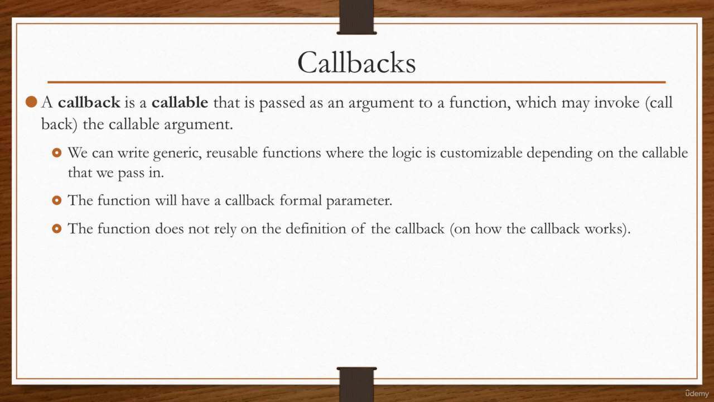This allows us to write generic reusable functions where the logic is customizable depending on the callable that we pass in. As we've seen in previous examples, we can have some function that performs a modification on the elements in the array. It can square all the elements, for example. The function will basically have a callback formal parameter, and by using a template or the standard function, which we'll discuss later, we can write even more generalized functions where we can pass in lambdas or functors or function pointers. And with this, we can have really flexible, reusable functions.